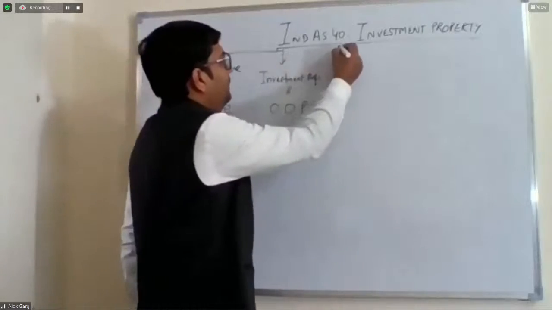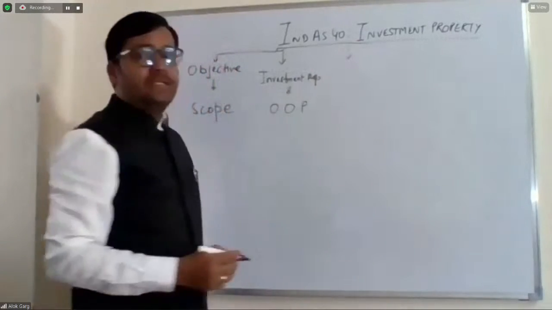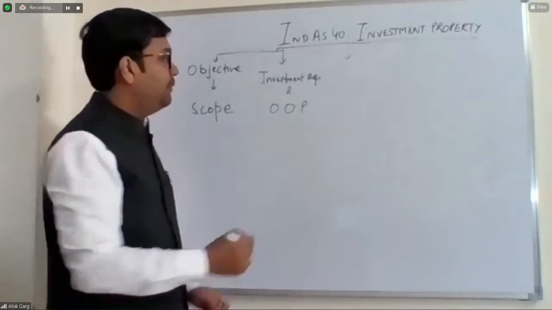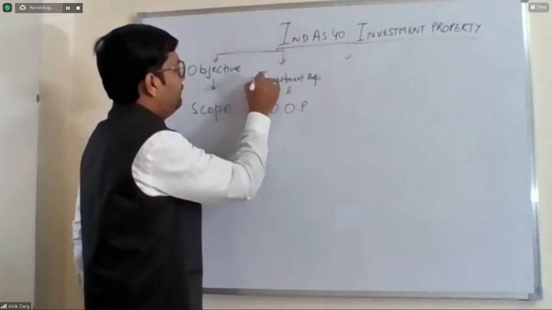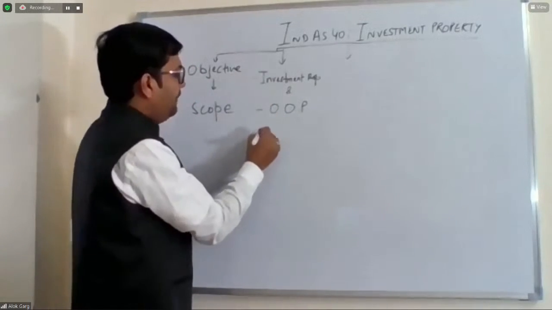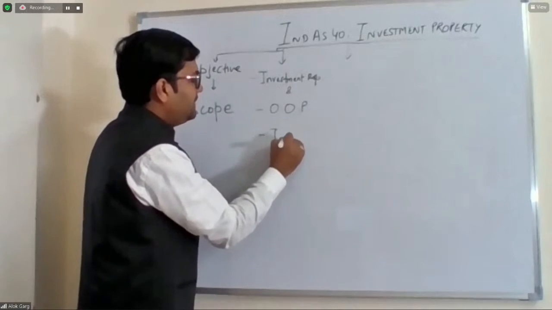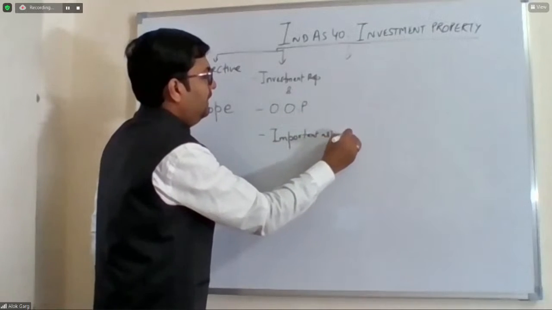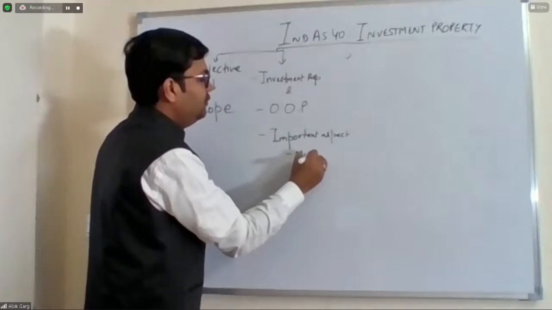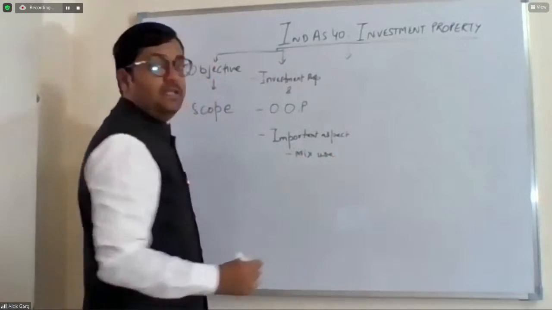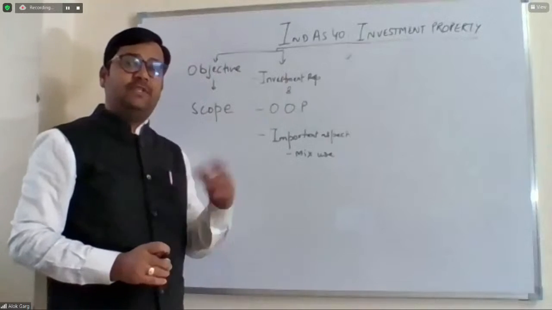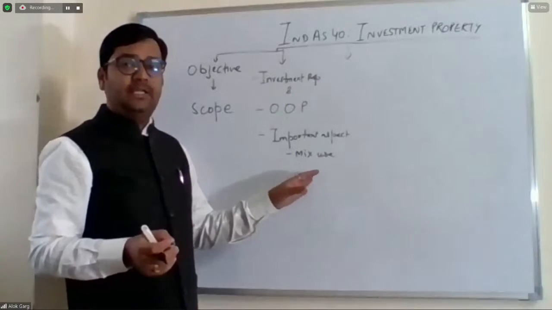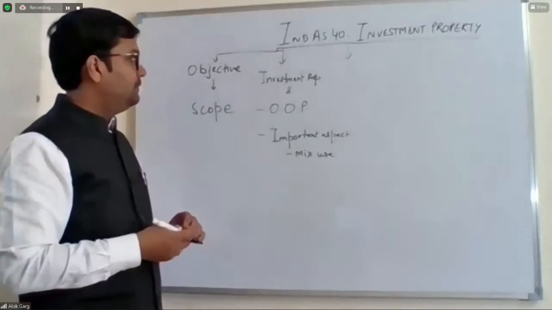Then we will be discussing some important aspects of investment property. I'll write here only: first the investment property definition, then the owner occupied property definition, then some important aspects. Like if there is a mixed use, I mean to say there is a property and that property is used as an investment property and also as property, plant and equipment, then how to do the accounting under IndAS 40. Okay, so we'll discuss this part also.